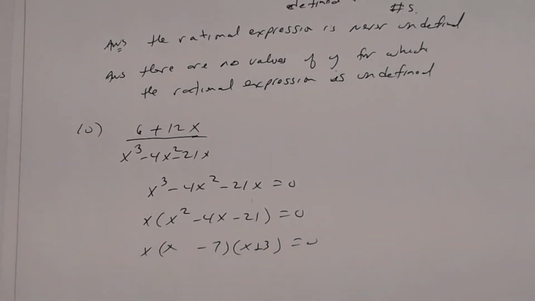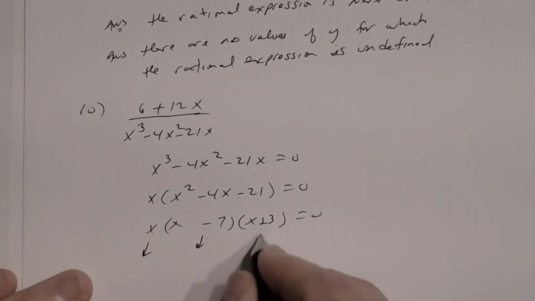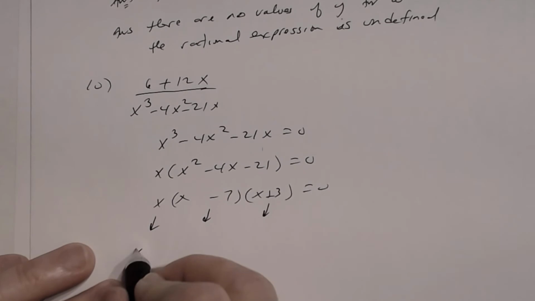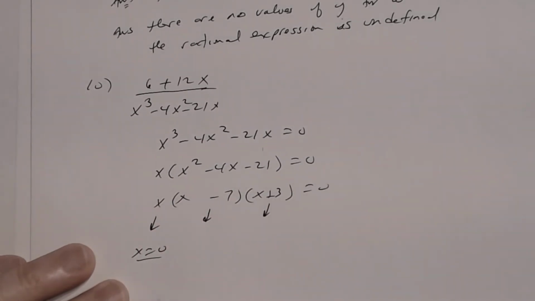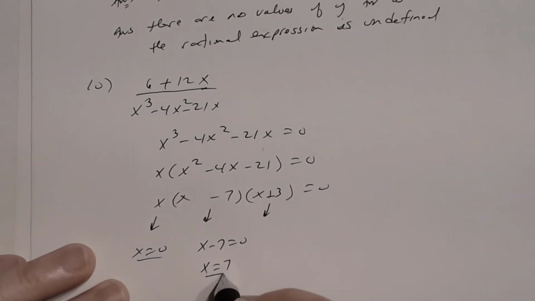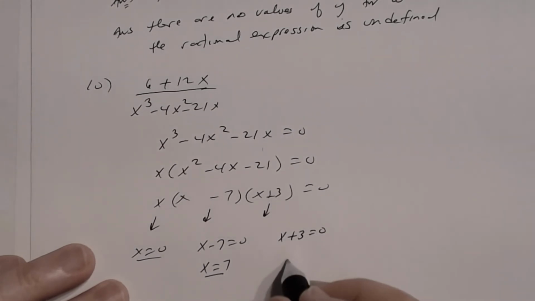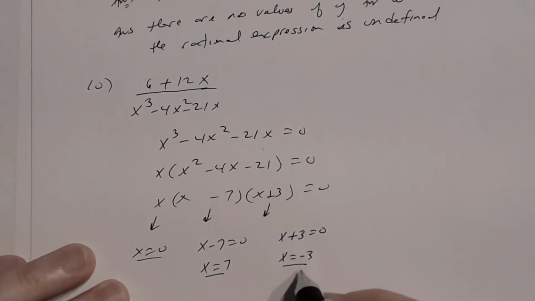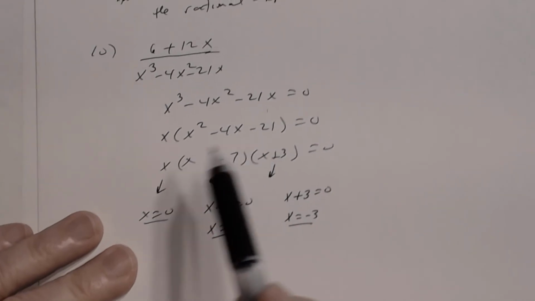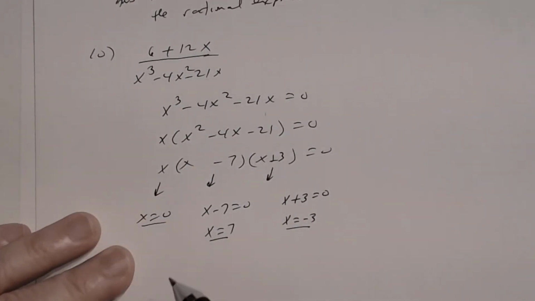What I want you to notice there, if you think about the end of the previous module, is that you have 3 factors, right? So I'm going to set each one equal to 0, using the zero factor property. So I get x equals 0, which is already solved for x. Here I get x minus 7 equals 0, which means x equals 7. And here I get x plus 3 equals 0, which means x equals negative 3. So there are three values of x for which this rational expression is undefined.